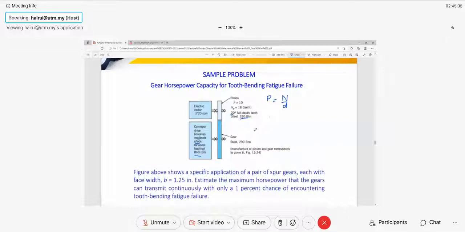When you have a set of gears, you can have different materials. Sometimes your pinion is steel, and your gear is different, but you are carrying the same diameter pitch. It means the size of your tooth is the same. The only difference is your pinion and your gear can have different materials. Sometimes the bottom gear is not steel, it could be cast iron. Sometimes it happens like that, your pinion is one steel and the gear is a different material.